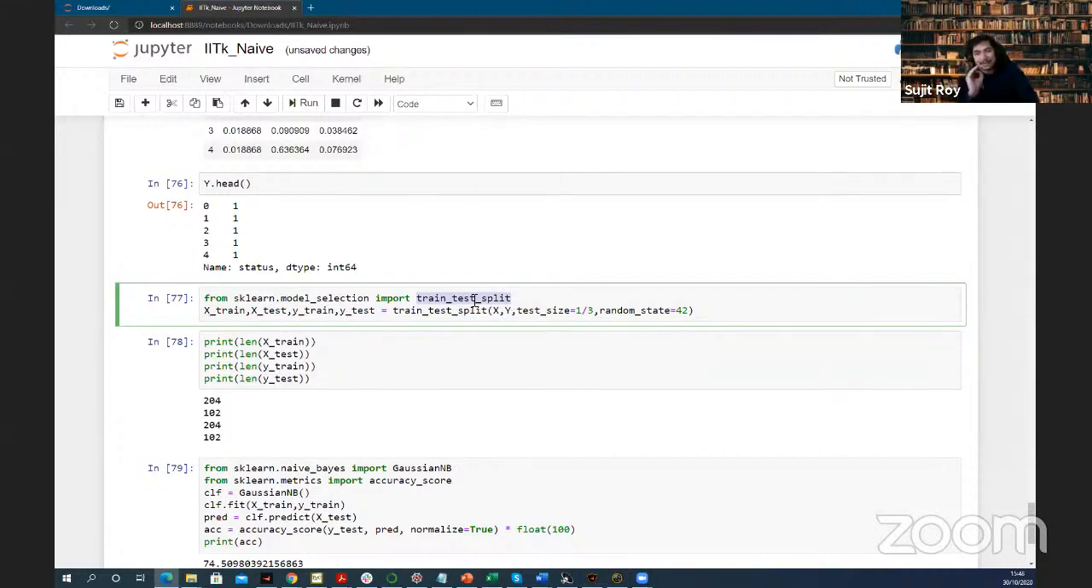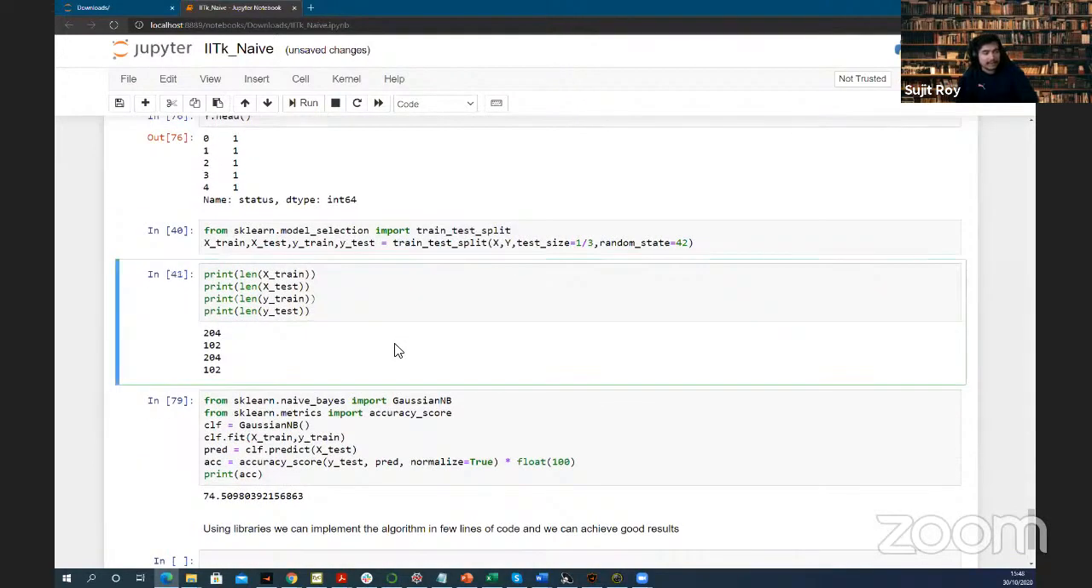X is your data set, Y is your labels. So it will split them into X train, X test, Y train and Y test. Now you have the length of X train and Y train. So you have X train is 204 and Y train is also 204. Then you have X test is 102 and Y test is 102.